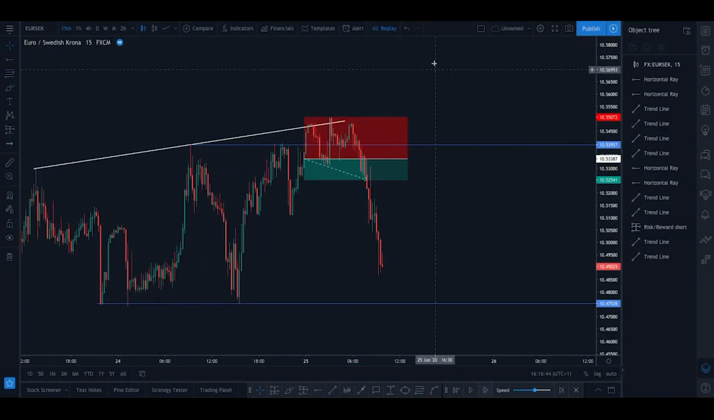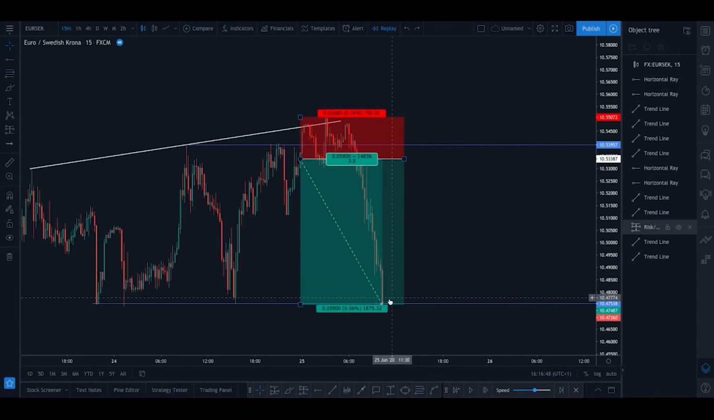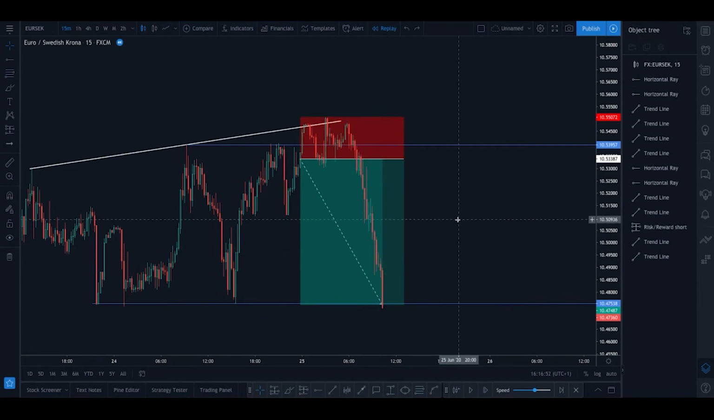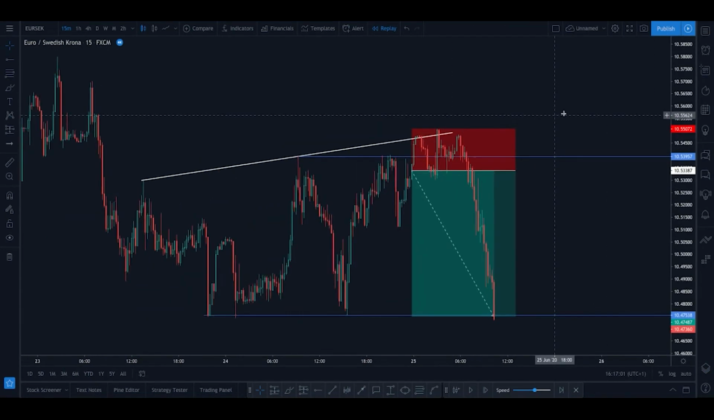So now we'll just move this back there. And then we had the huge impulsive candle to then close us out of the trade for a 3.5% gain, which is very good. And overall, I'm happy with how this trade went.